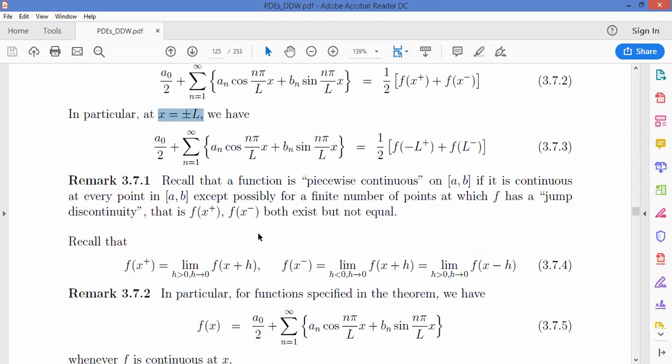What we are recalling here is also directly associated with calculus 1. Remember, in calculus 1, we talked of discontinuities, and those discontinuities, that's why we are talking of a jump discontinuity.